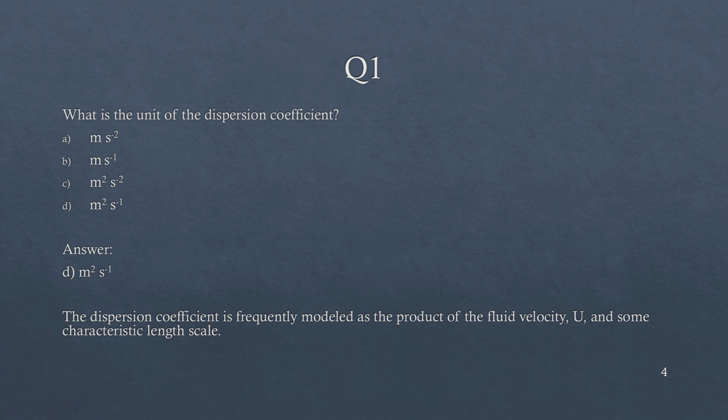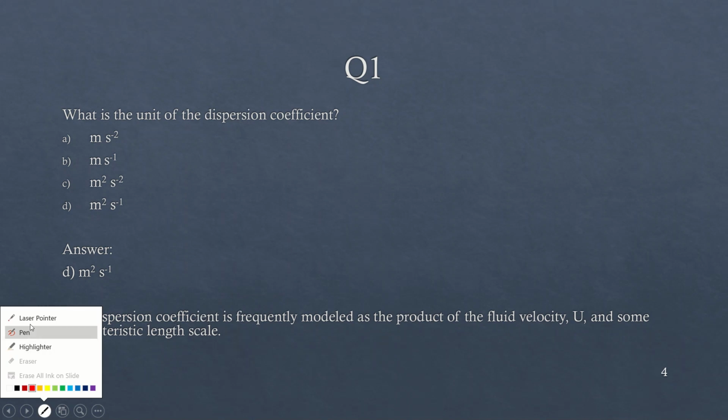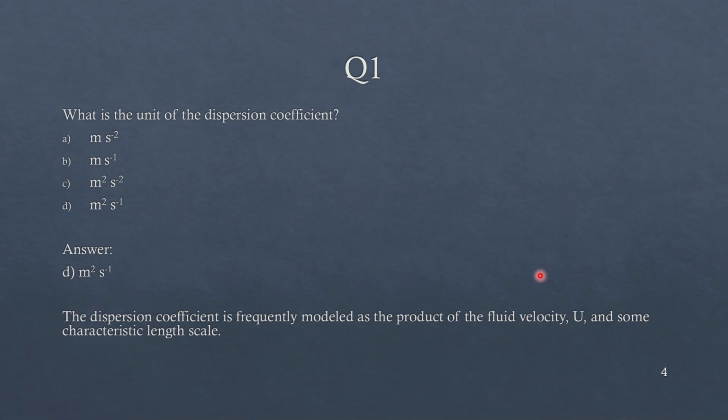So dispersion coefficient is frequently modeled as the product of fluid velocity u and some characteristic length scale. We all know meter per second is the fluid velocity unit, and the characteristic length scale is m. So it is meter per second into m, which is meter square per second. This way we can identify the unit of the dispersion coefficient as meter square per second, which is option D. We'll go to question 2.